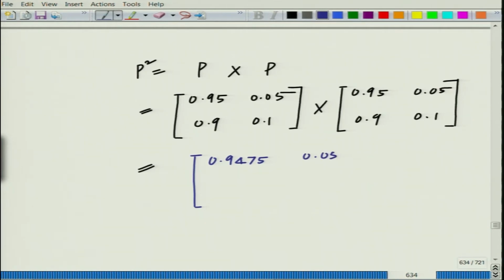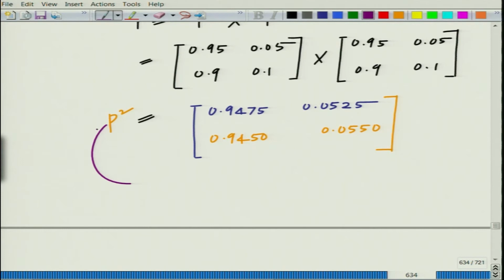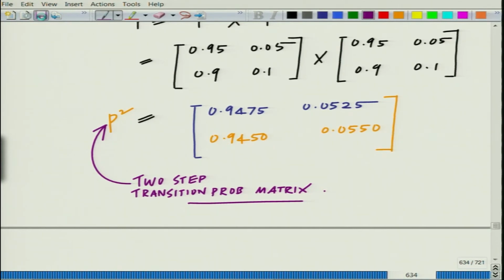That is 0.9475, 0.0525, 0.9450, 0.0550, and now you can write that this is essentially your two step transition probability matrix.